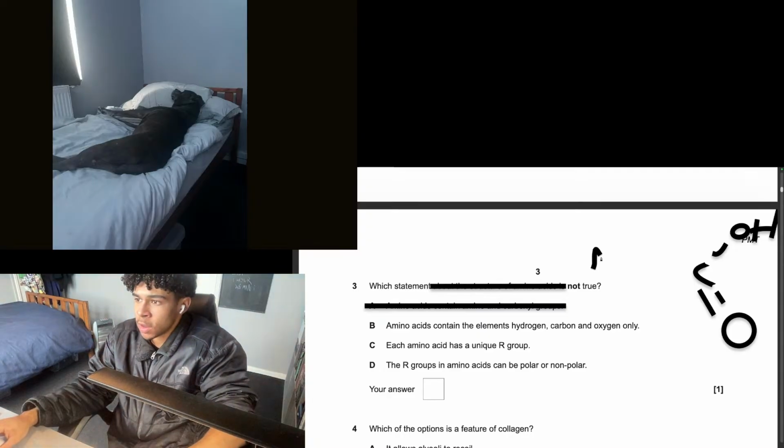Okay, that's just false because the amino group contains a nitrogen. It has an NH2 at the end, so we'll get rid of that one. Has a unique R group. That's true. The R group, the amino acids can be put together in so many combinations. It can be anything. 3 should be B then.